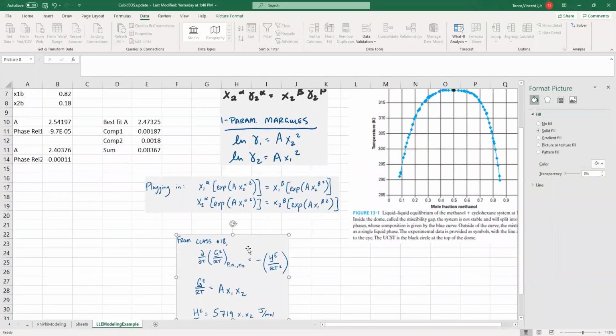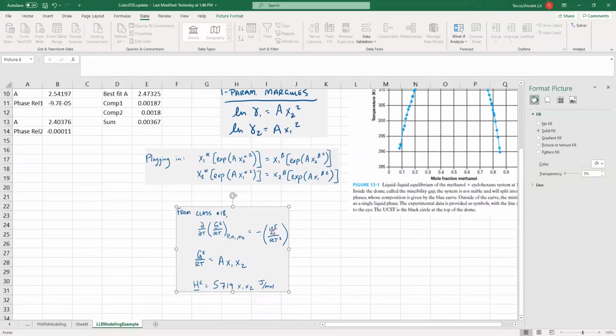But this is the equation that we had, and this is why we need an expression for the excess molar enthalpy. So we know how the excess Gibbs energy divided by RT is changing as a function of temperature. So I'm just going to plug everything in. This GE over RT is equal to A x1 x2. This is the one parameter Margules model.